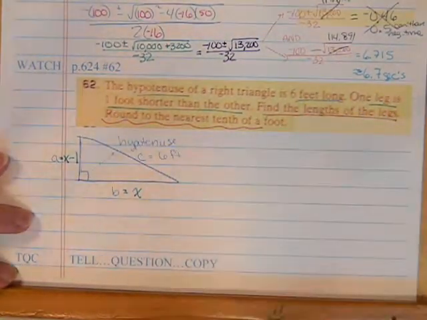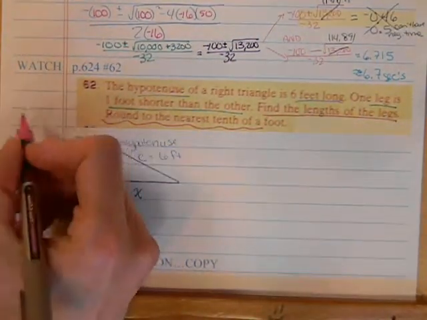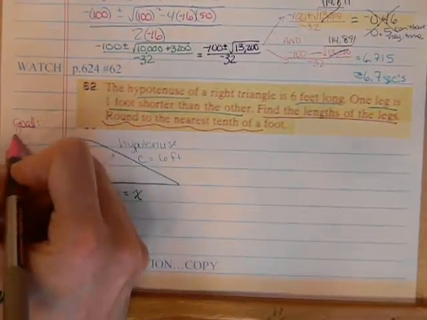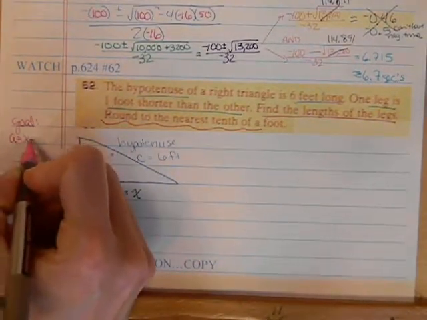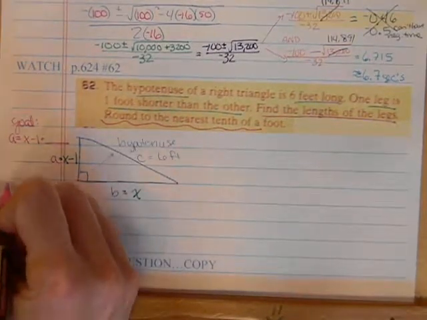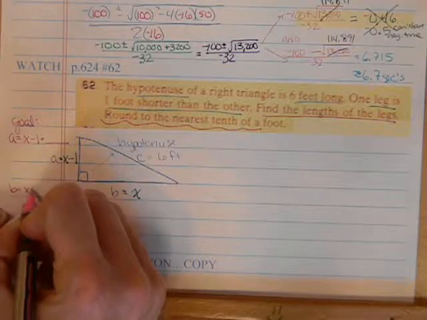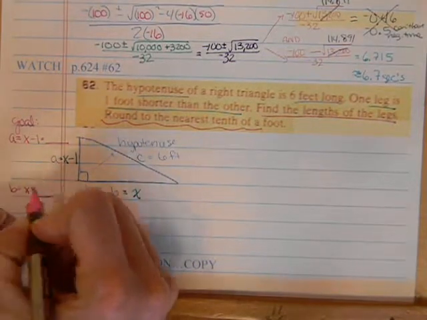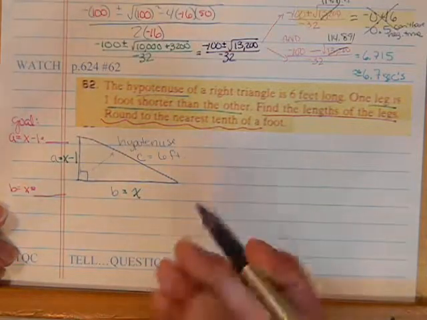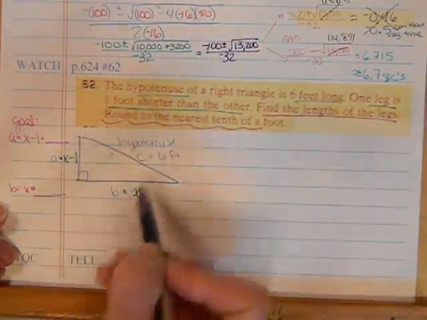And then our goal is to find the lengths of the legs. So we want to find out what A equals, which means we're going to find X minus 1. And we're also going to find out what B equals, which is X. Okay? And then that's all they give us.